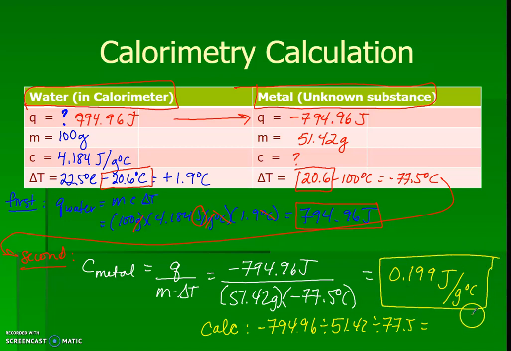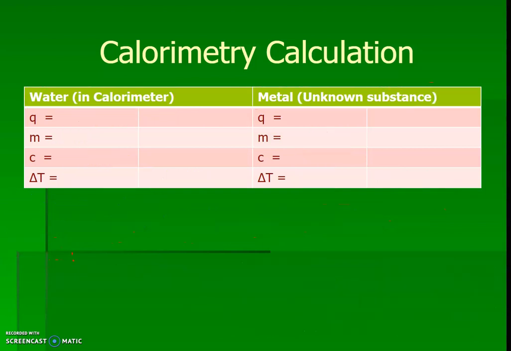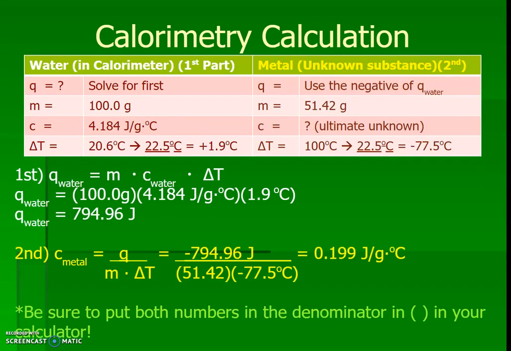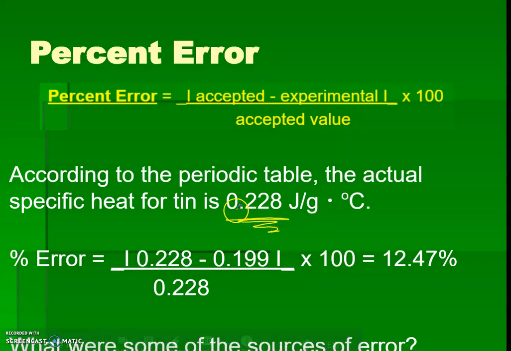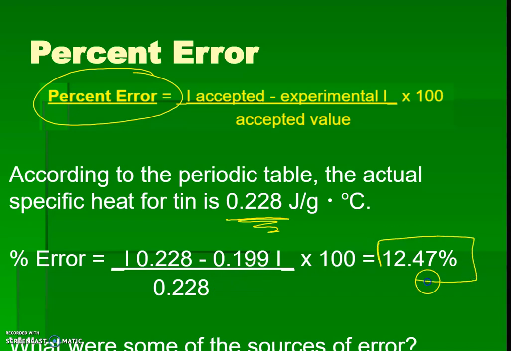So is this our specific heat of tin? Well, according to the periodic table, and here's all of our answers right here, the specific heat of tin is 0.228. So if I'm determining my percent error, I have to take 0.228 minus the 0.199 over the 0.228, and I end up with a 12.47% error.